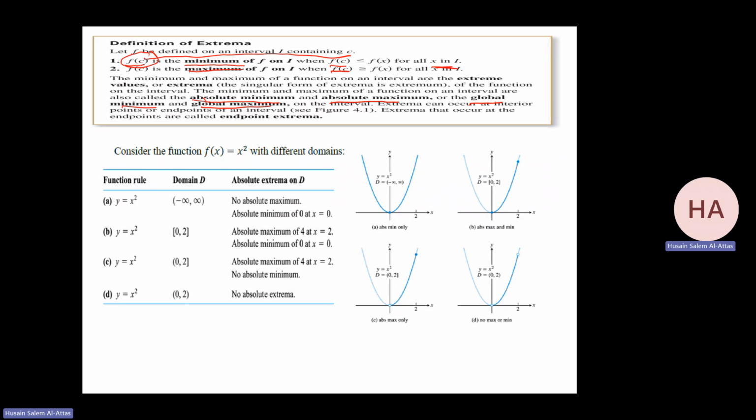And we are looking at the y value, f of c, not c. So we say the absolute maximum happens at x equals c. But what is the absolute maximum or what's the absolute minimum will be the y value.